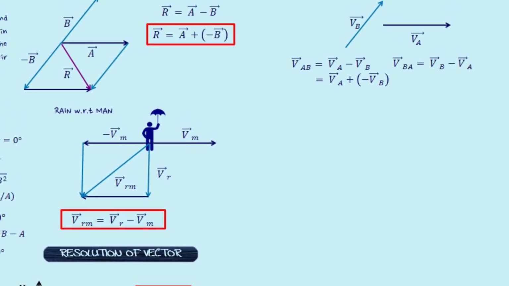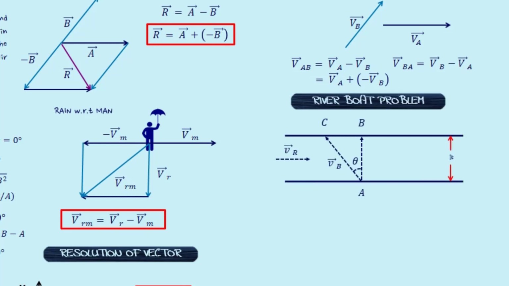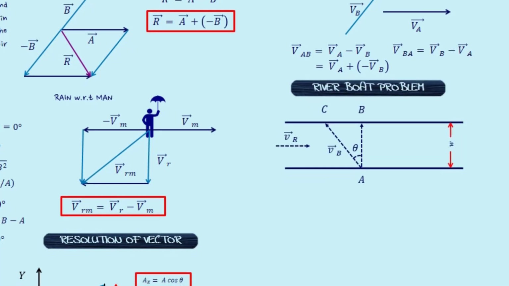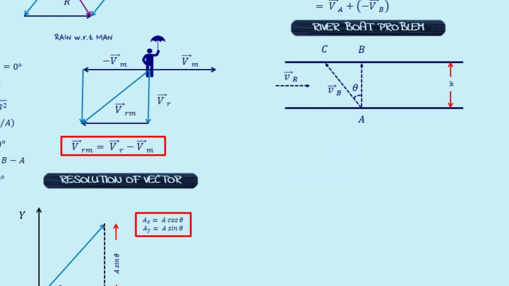Next, we are going to discuss the river boat problem. In this kind of problem, generally we have to find either the minimum time required to cross the river or the minimum distance covered by the boat to cross the river. Suppose the boat is capable of moving with velocity Vb in still water. Water is flowing from left to right with a velocity Vr. If the width of the river is W and the boat is launched with an angle theta from the vertical path, then in general the time required to cross the river will be W divided by Vb cos theta.